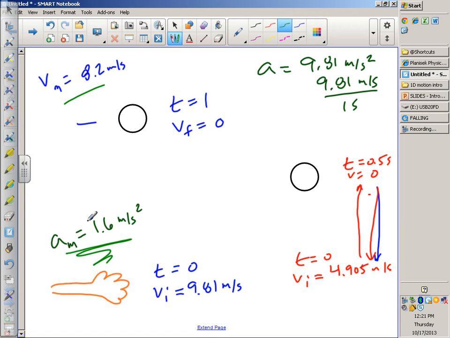How hard did you have to jump to be able to keep floating? Yes, although that's a topic for a different day. That's something we refer to as escape speed, and we're not ready for that just yet.